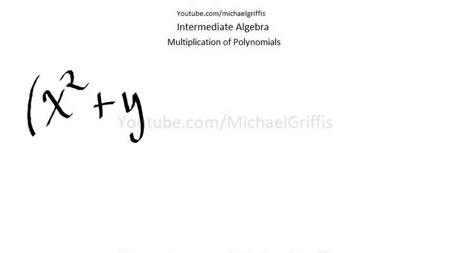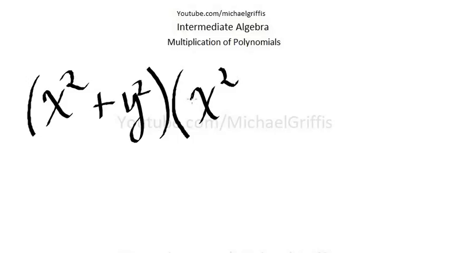Okay, we're multiplying polynomials, so let's get started. We have x squared plus y squared times x squared minus y squared.